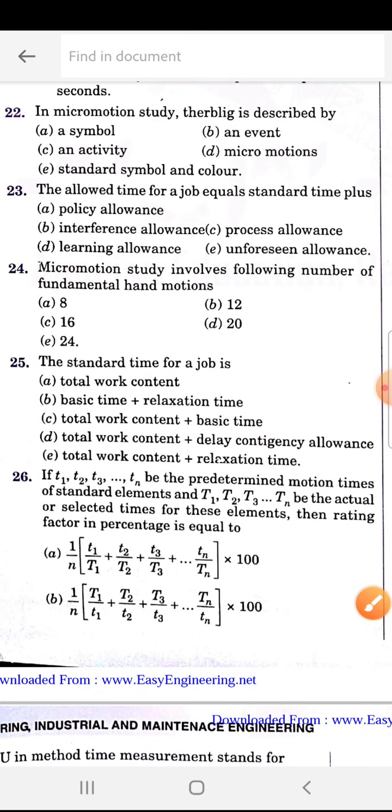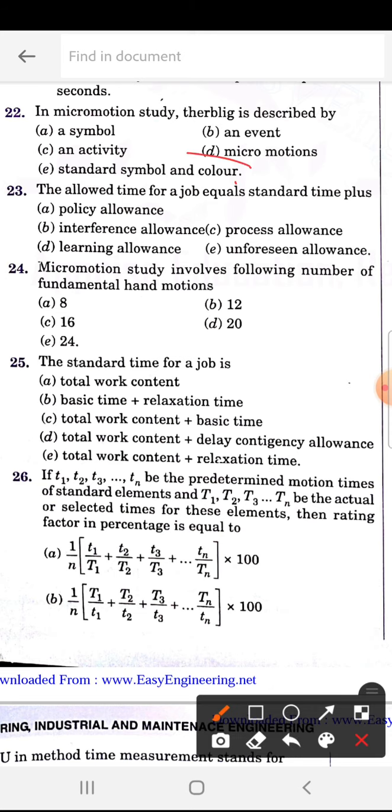In micromotion study, triplings are described by standard symbol and color. The allowance time for a job equals standard time plus policy allowances, that is the allowed time.